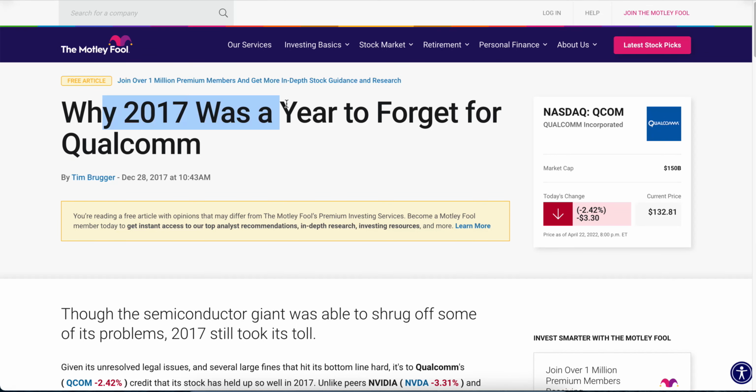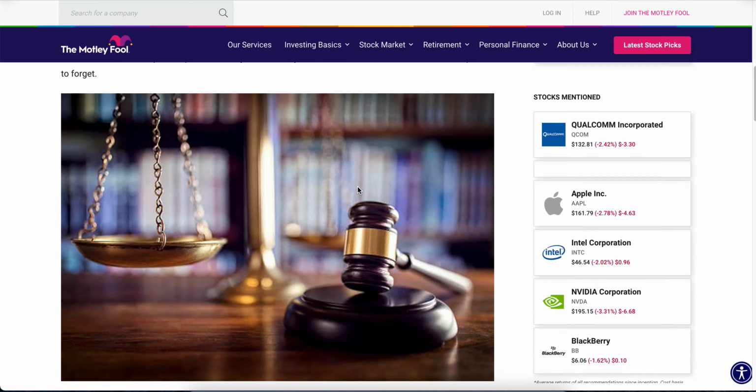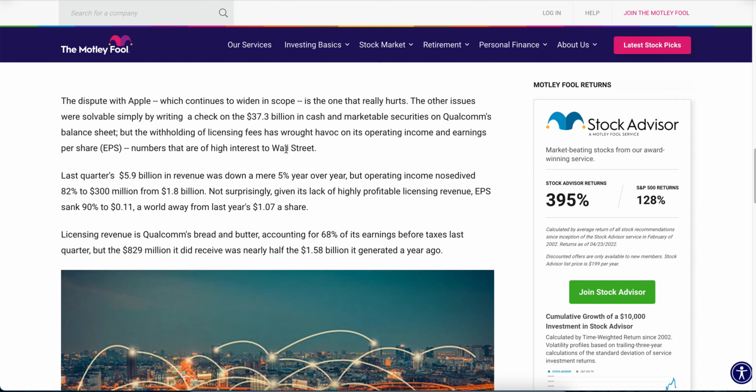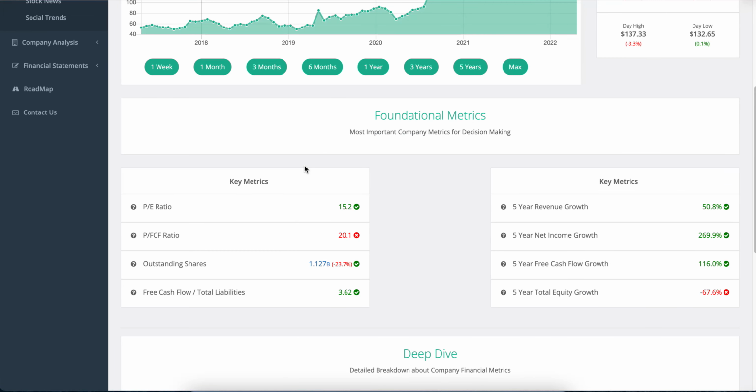2017 was a year to forget for Qualcomm. And if you actually read through the article, which is obviously not the point of the video, you will see that the other issues were solvable simply by writing a check on the 37.3 billion in cash and marketable securities on Qualcomm's balance sheet. So this is why they lost a ton of their total equity here. They had a massive issue in terms of fines and things that they had to deal with back in 2017, which really annihilated the company's balance sheet back then.